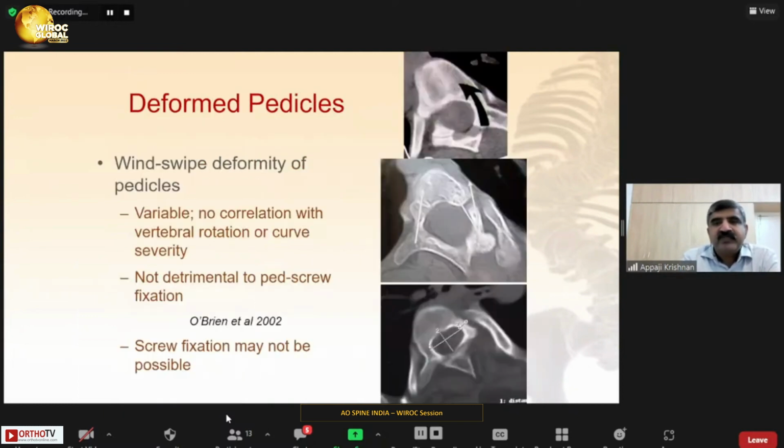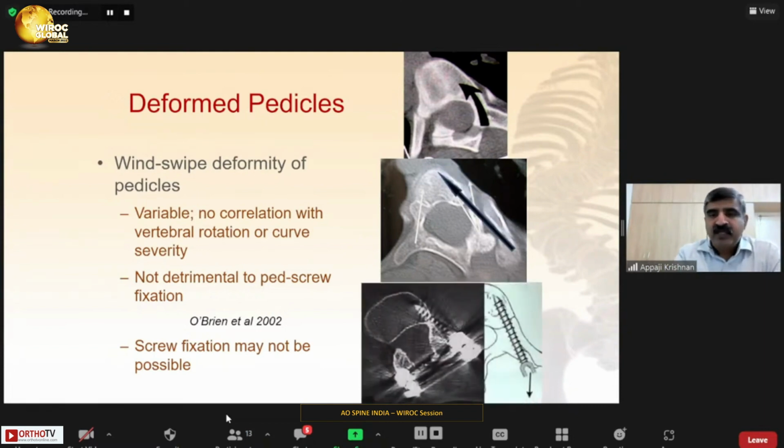The other problem is a windswept deformity of the pedicles in the thoracic spine. It's called windswept, described by O'Brien et al., where both the pedicles are in the same direction, so you actually have to insert both the screws in the same direction rather than in a converging direction. So screw fixation in some of these cases may not be possible at all, because the length on the convex side will be much more, and you will have a medial penetration whichever way you try to insert the screw. So that's a problem. You can use an in-out-in technique in such situations.